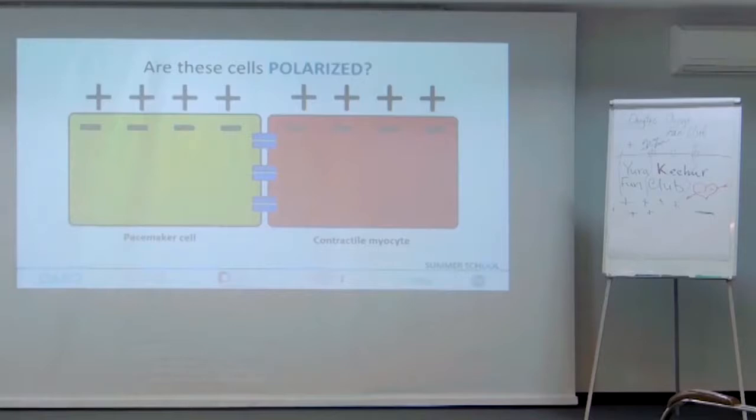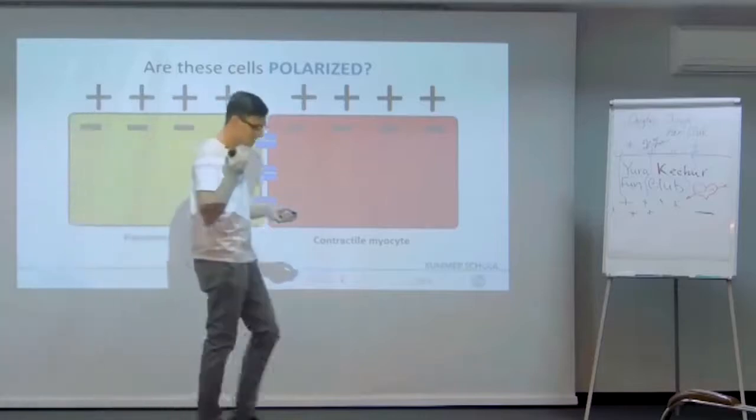If there is a current, they have to be polarized or something like that. Oh, there's a difference of charges. So this polarized state is about the charges, not about the current. It's a result of the current, but it's not about the current.